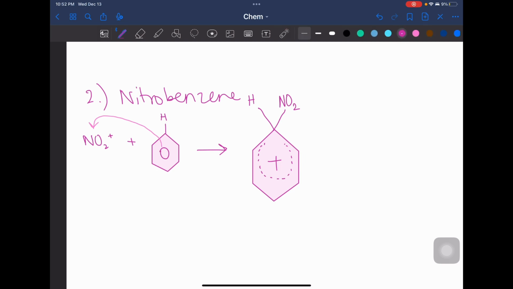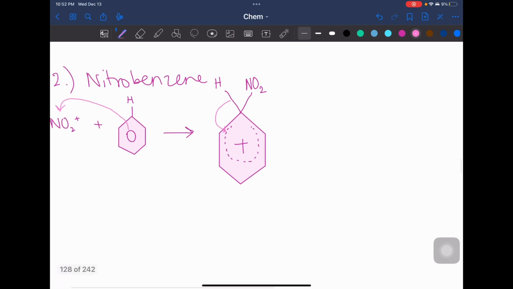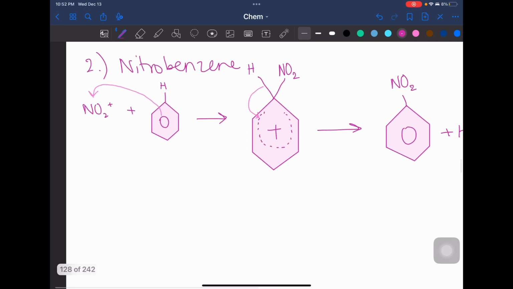So after both of these things connect, the H is going to take its electrons and throw them back into the ring because it's leaving. So it's going to throw its electrons and then it's going to go. So now we're going to watch our little H leave. Okay. And now we're left with NO2 plus H plus. And that's it. That's how we make nitrobenzene.